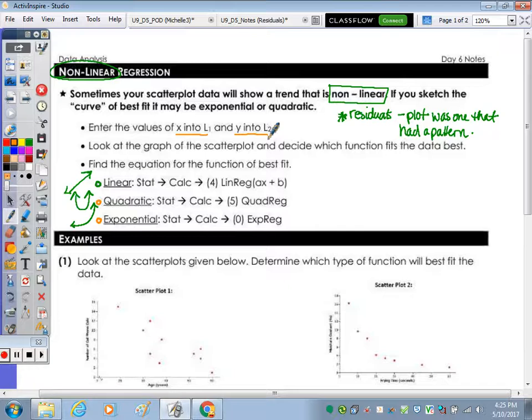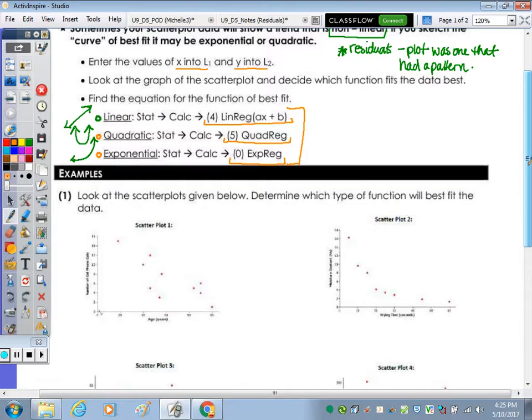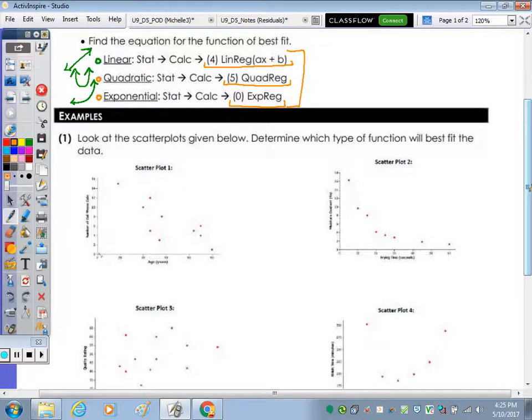And then we're going to calculate different regressions. So 4 is the linear regression on the calculator. In the list, number 5 is the quadratic regression, and 0 is the exponential. And we'll take a look at both a quadratic and an exponential regression on the back. So number 1, we're just going to look at the scatter plots below and determine, based on the scatter plot, which type of function will best model the data.